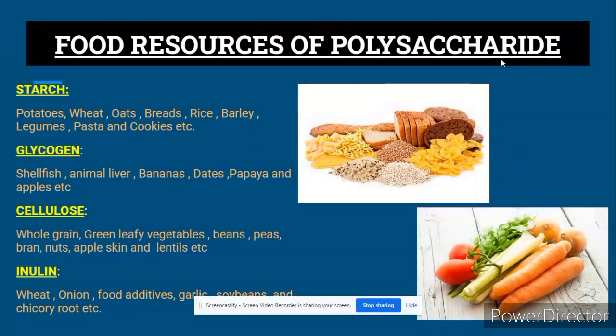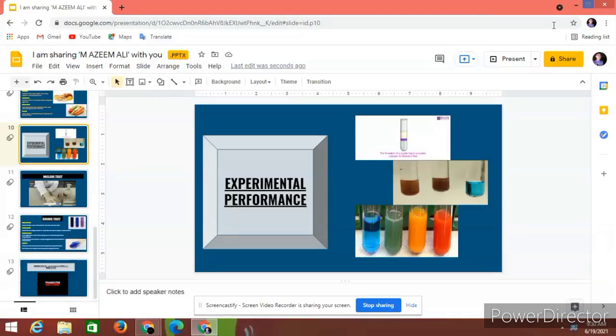Glycogen, the animal storage reservoir, is present in shellfish, animal liver, and some fruits like banana, dates, papayas, and apples. Cellulose is present in whole grain, leafy vegetables, beans and lentils, and inulin is present in wheat, onion, chicory roots, which is a food additive.